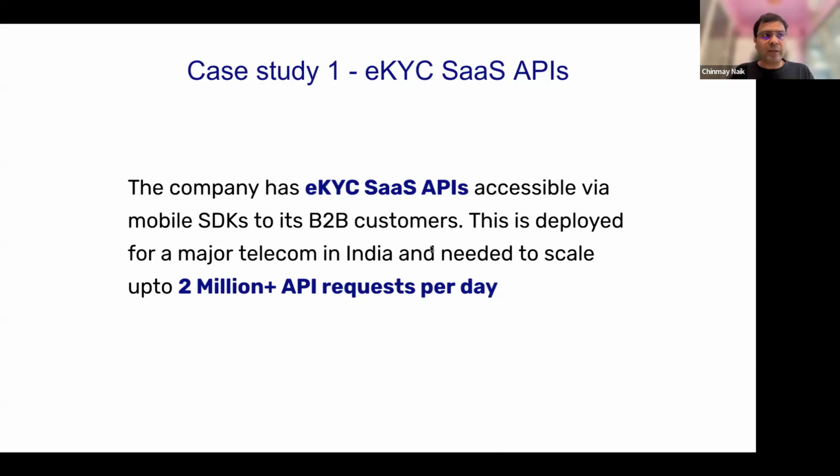Imagine these models are given to the B2B customers via a mobile SDK backed by APIs. We built these SaaS APIs, and the SDK would call them to do face match and image recognition, right? This needed to scale to about 2 million requests per day. We would get 2 million plus API requests for machine learning models per day.